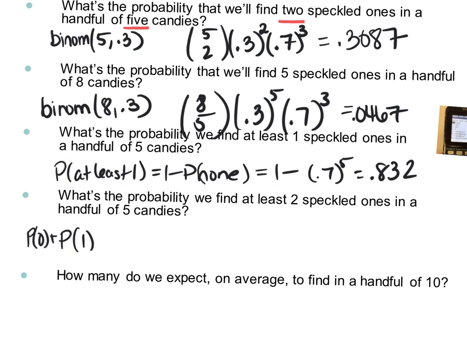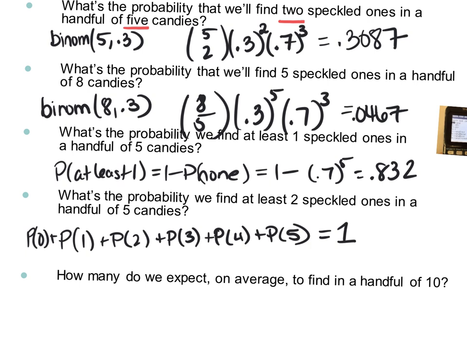is I get zero speckled, right? Plus one speckled, plus two speckled, or three, or four, or five. Out of a handful of five candies, those are all the possibilities for the number of speckled candies I can have, right? Zero through five. All the possibilities must add up to one.